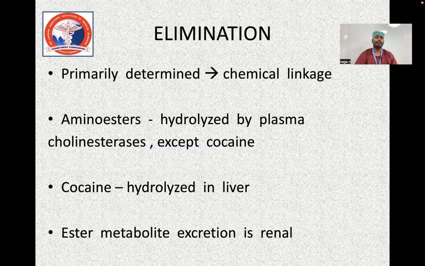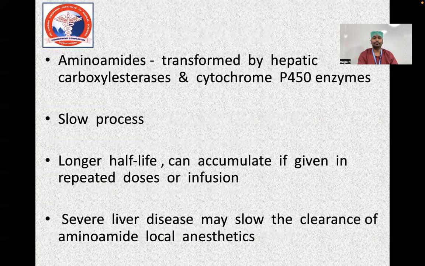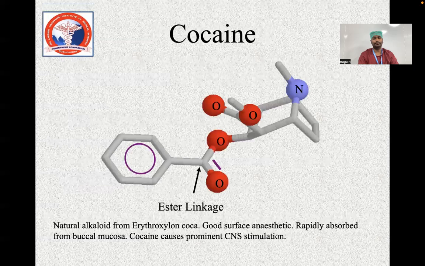What is the route of elimination? It's primarily determined by chemical linkage. Amino esters are hydrolyzed by plasma cholinesterase, except cocaine. Cocaine is hydrolyzed in the liver. Ester metabolite excretion is through the renal route. Amino amides are transformed by hepatic carboxylesterase and cytochrome P450 enzymes. It's a slow process, and because of the longer half-life, it can accumulate if given in repeated doses or infusion. Severe liver disease may slow the clearance of amino amide local anesthetics.